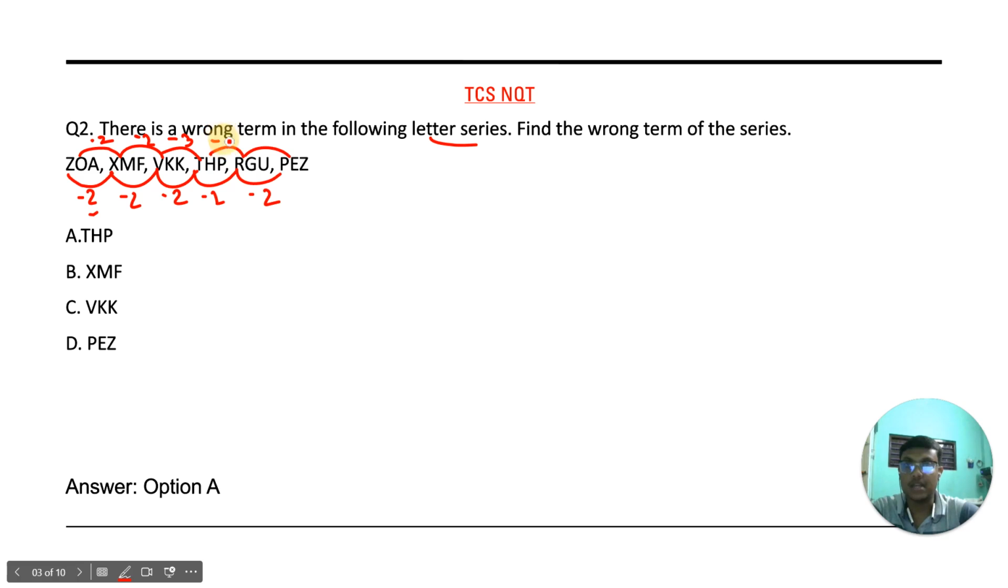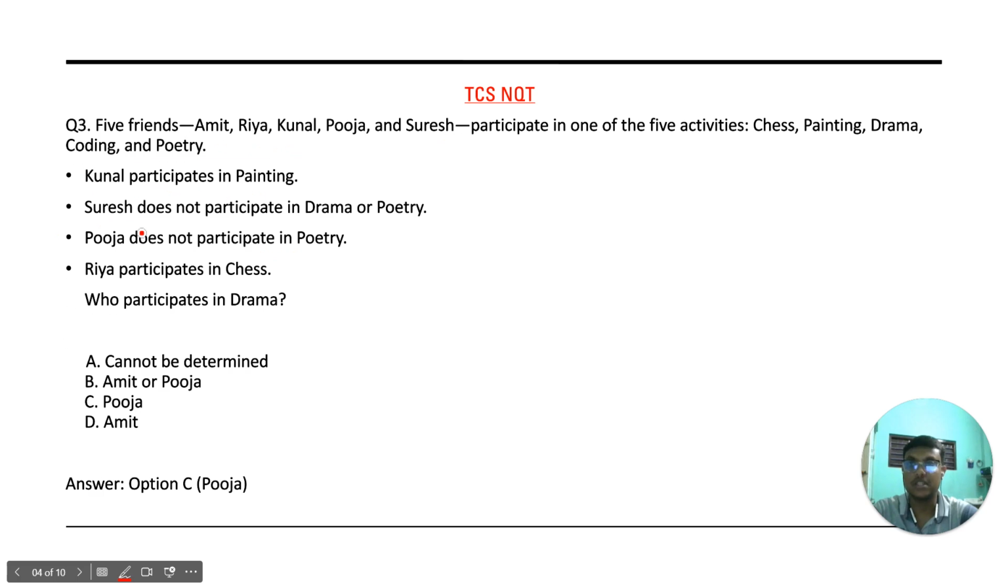Also G, H. This is minus 1. And E, F, G. That is minus 2. So clearly there is a problem with H. Rather than H, if it would have been I, then the series would have been correctly done. But this H is making a problem, and hence we can conclude that this word, THP, is the wrong word in the given series. Hence, our correct answer is THP, that is option A. Hope you all got the solution. Let's move on to question 3.